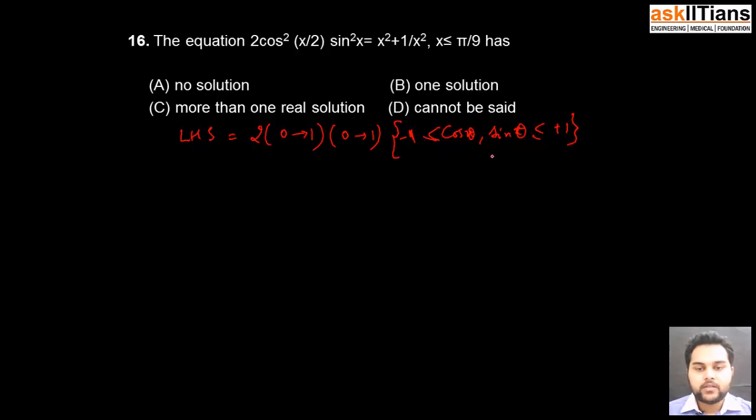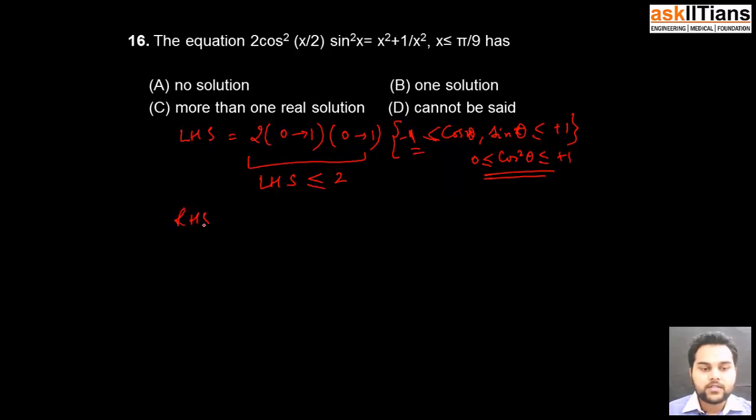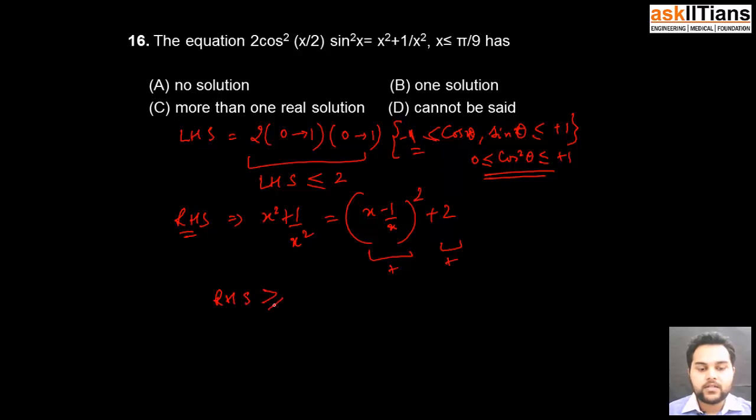So their square would have to be lying between 0 and 1. It cannot be equal to negative, so the square is being compared with just the positive domain. So the whole value would be lying between 0 and 2. So LHS is less than or equal to 2. If I consider the RHS, I would get x square plus 1 by x square. It can be written as x minus 1 by x whole square plus 2. It's a square, that's positive, plus 2, so that makes up for a positive number greater than 2. So RHS will be greater than 2. So this is the first equation, that's the second equation. Comparing first and second, I get no solution.